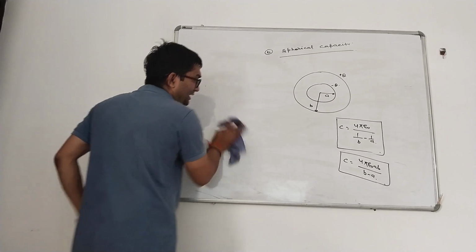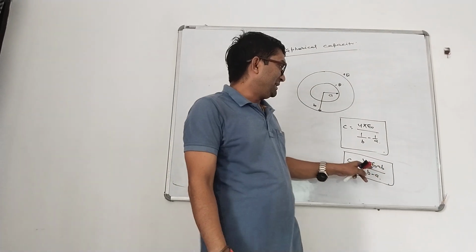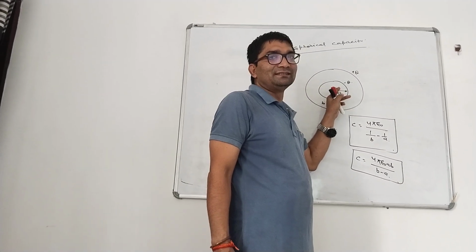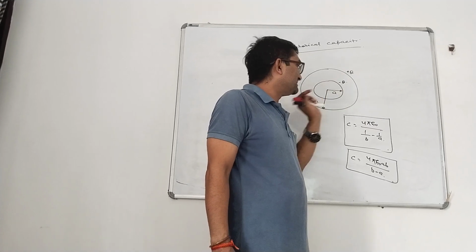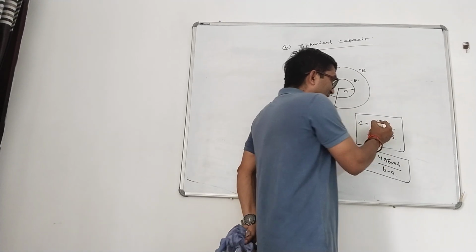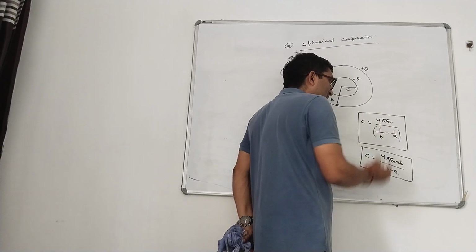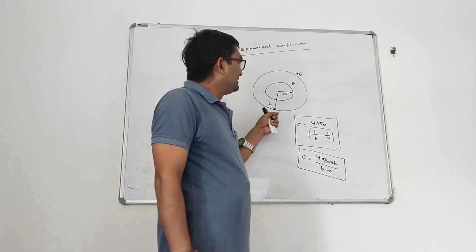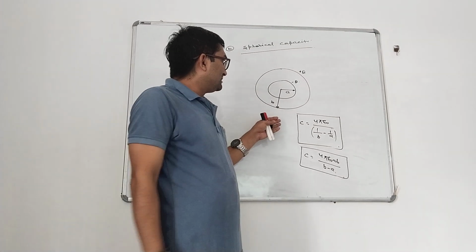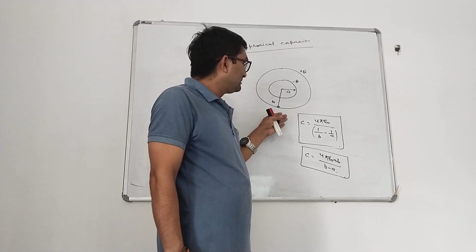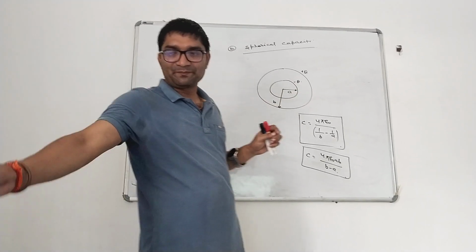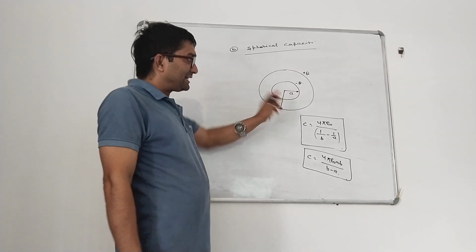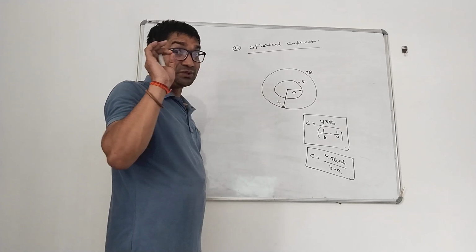Here their capacity only depends upon what? Permittivity of free space and the radii of the two spheres, A and B. Their derivation is also easy, simply we can derive it, but I will discuss the derivation in the next topic, because when I discuss their derivation at that time, we will take a different situation.